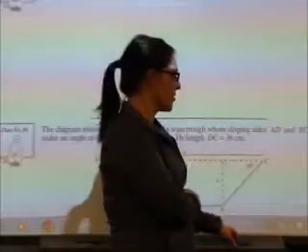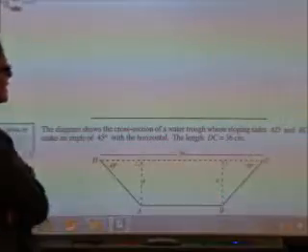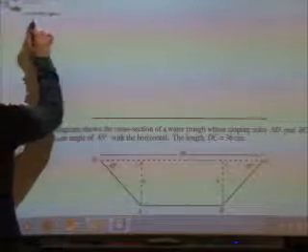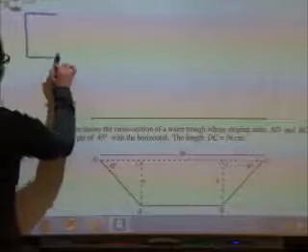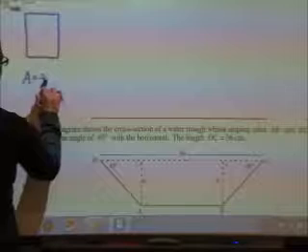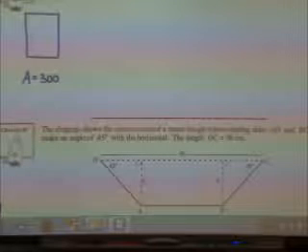The area of a rectangular sheet of paper is 300 square centimeters. A rectangular sheet of paper. I'm going to draw it out. There's my rectangular sheet of paper, whose area is equal to 300. The length is 5 centimeters more than the width. Form a polynomial equation and solve it to determine the perimeter.